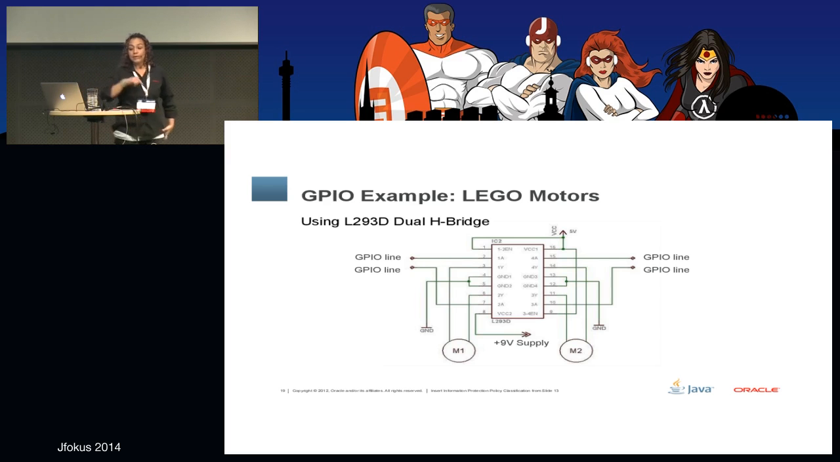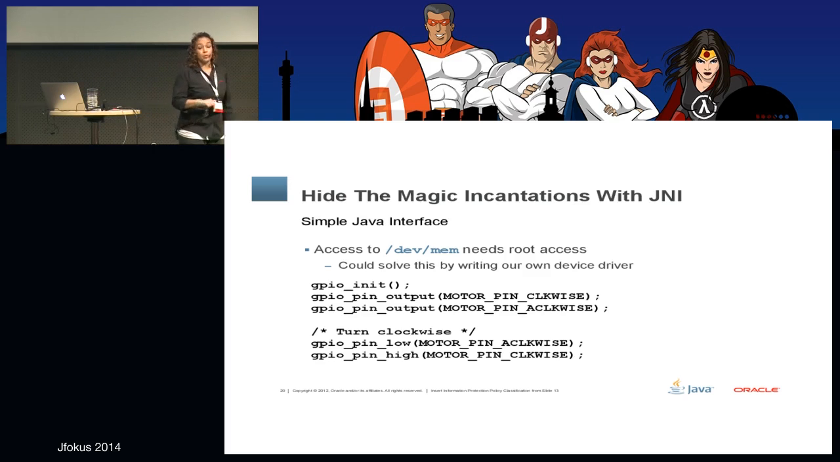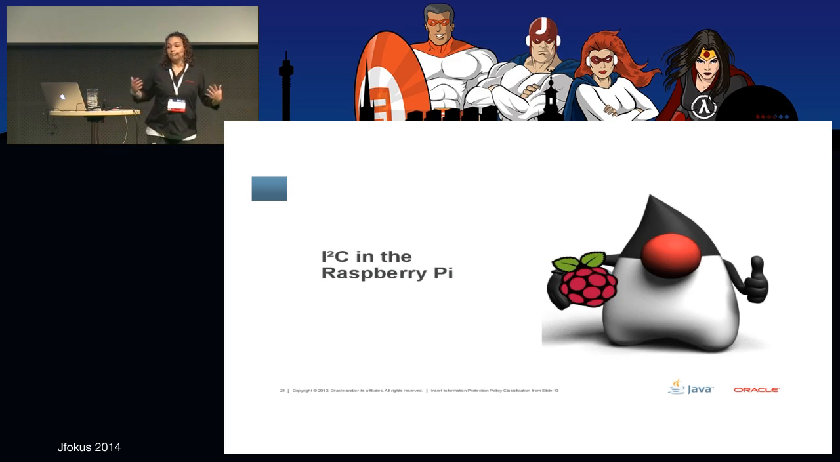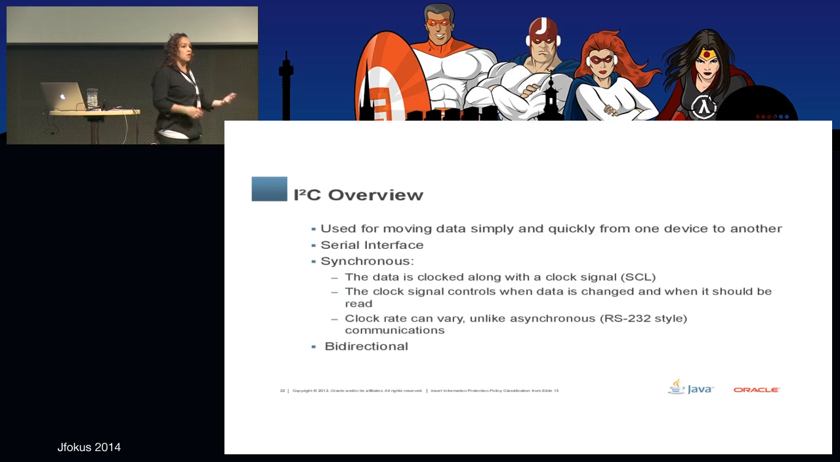Oh yes, when we did this GPIO project, I wasn't aware of the Pi4J APIs, so we ended up doing low-level JNI, but that's not the case anymore, as I'm going to show you next. So, I2C on the Raspberry Pi. Again, I'm not a hardware person, so getting into something new, it really got me started from the beginning.